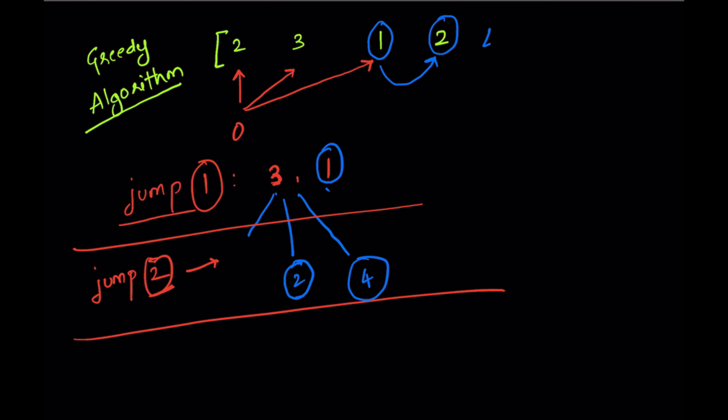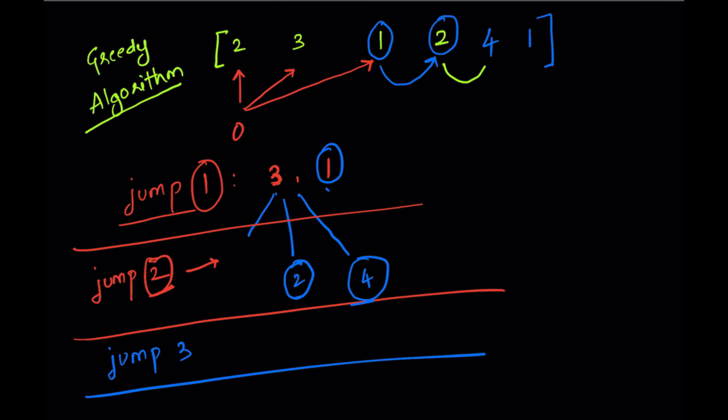Let me update the input array so that we can do one more run. We have 2 elements that we reach after making 2 jumps. Now for the third jump, we can make from node 2, which will take us to either 4 or 1. Similarly, we can get to the last element from node 4 as well by making a jump of 1 space. So with this input, we were able to get to the last element with just 3 jumps.